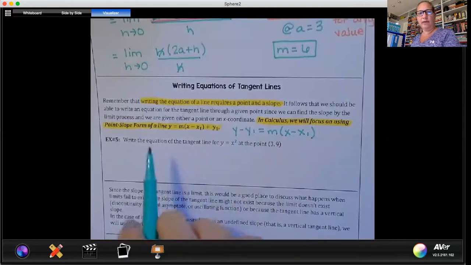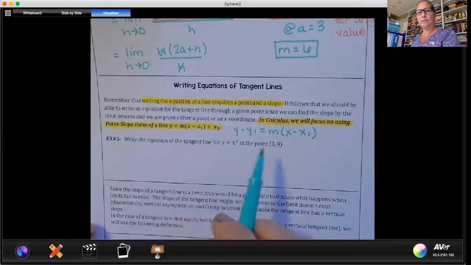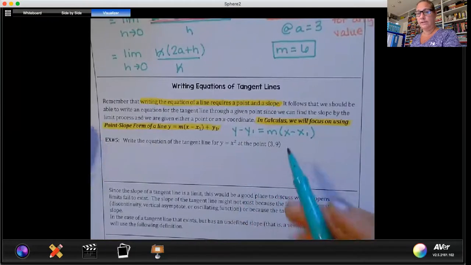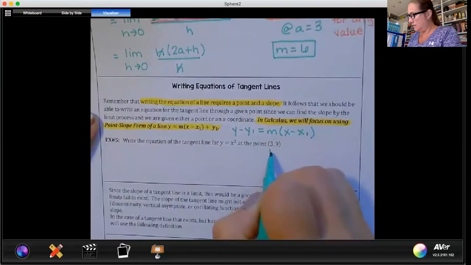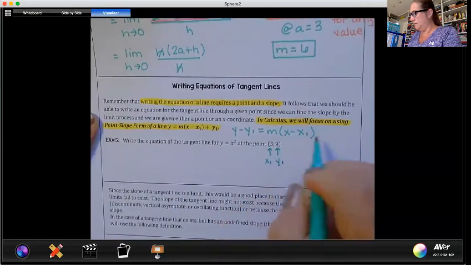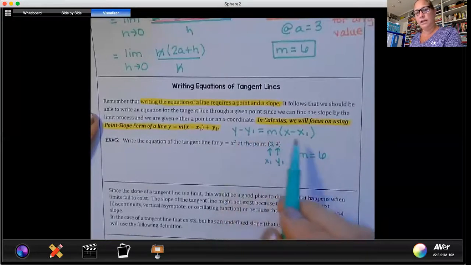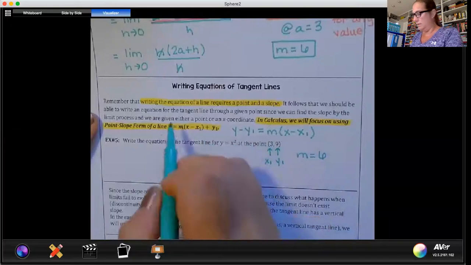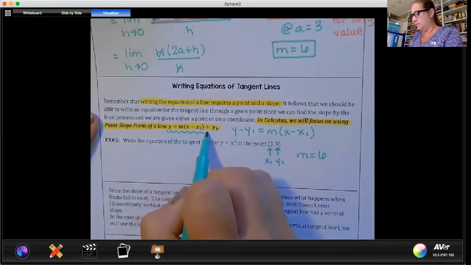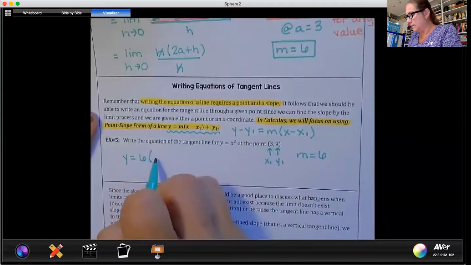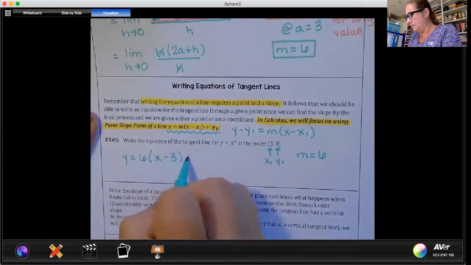So in example 5, write the equation of the tangent line for y equals x squared at the point 3, 9. Notice this is example 4. So we've already found the slope. Now we just need to write the line. So we know that this is going to be x1 and this is going to be y1. And from example 4, we know our slope is equal to 6. So we just plug our information into our modified point slope formula, which is here. Y equals 6 times x minus 3 plus 9.